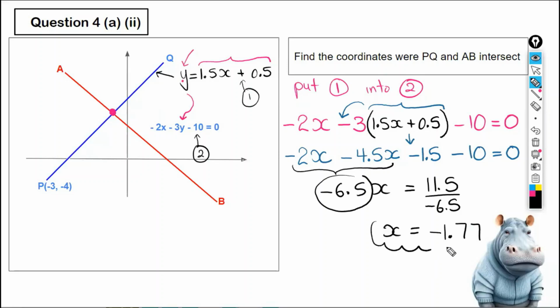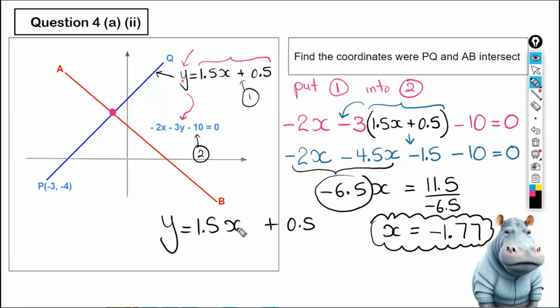Okay? Try to at least go to 2 decimal places in the exam. To get the value of y, we could just run to equation 1, because in equation 1, who's already the subject? y. So I'm going to write back equation 1 down here.